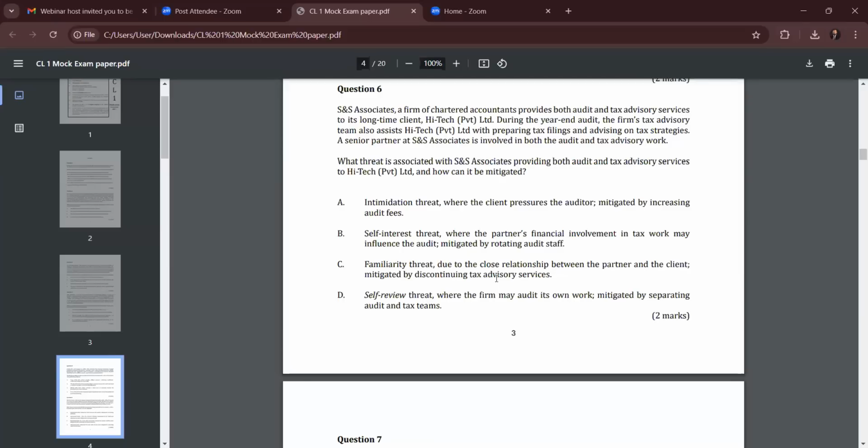A senior partner at S&S Associates is involved in both audit and tax advisory services. Students, the same partner is doing audit work and tax advisory services. What's the threat?